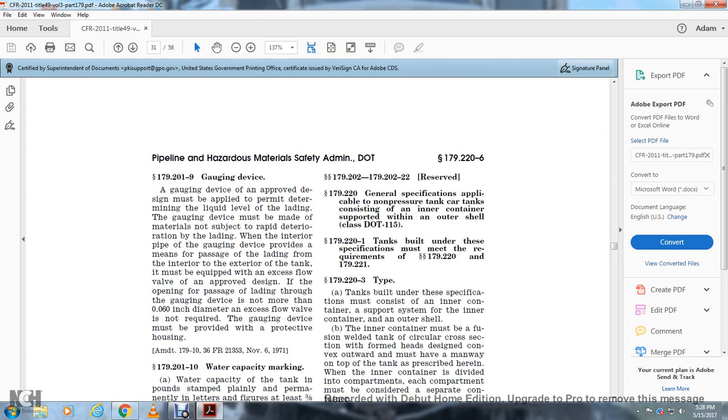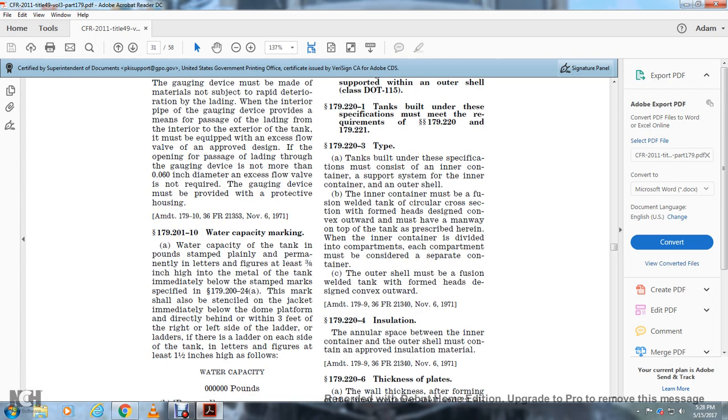179-201 gauging device. The gauging device is of approved design and applied for the purpose of determining the liquid level of the lading. The gauge device must be made with materials not subject to rapid deterioration by lading. When the interior pipe of the gauging device provides a means of passage for the lading from the interior to the exterior of the tank, it must be equipped with an excess flow valve of approved design, unless the opening of the passage for lading through the gauge device is not more than 0.06 of an inch in diameter, and the excess flow valve not required with the gauging device must be approved and protected with a protective housing.